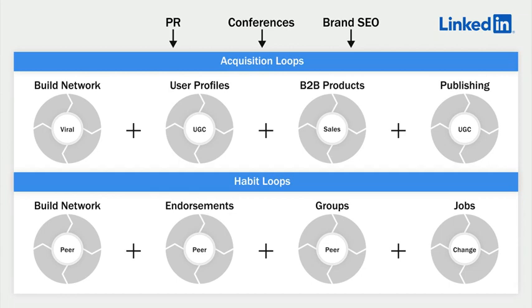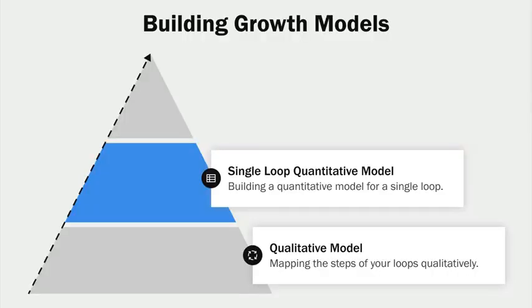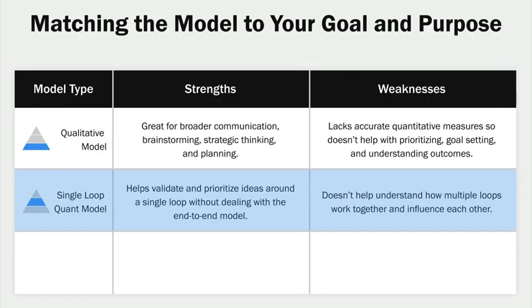We then used that qualitative model to identify single loops that we wanted to dive a little bit deeper on and build quantitative models out. The strengths of the single loop quant model is that it helps us validate and prioritize ideas around a single loop without dealing with the complications of the end-to-end model. But it doesn't really help us understand how multiple loops might work together and influence each other over time.